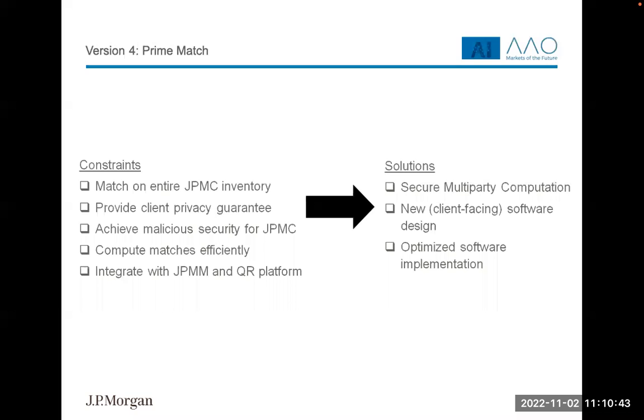Then we also want what is called malicious security. Malicious security means that even if the parties deviate from the code and the protocol, they can still not learn any information about the other parties' inputs. This is very important for both the bank side and the client. Both of them, even if they deviate from the protocol, we have guarantees that nothing is revealed. And we also want to make the JP Morgan inventory available, the full inventory. What we put in the system is our full inventory. I'll talk at the end, if I have time, about the implementation more, but these were some of the challenges that we had.